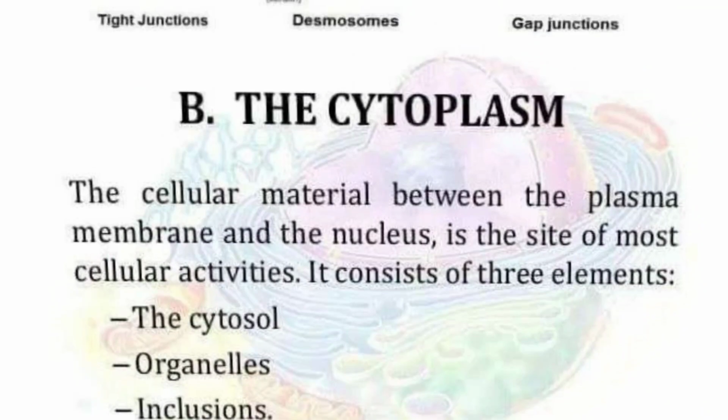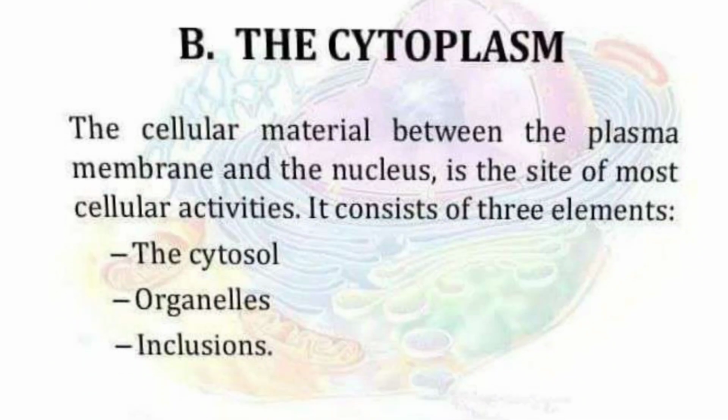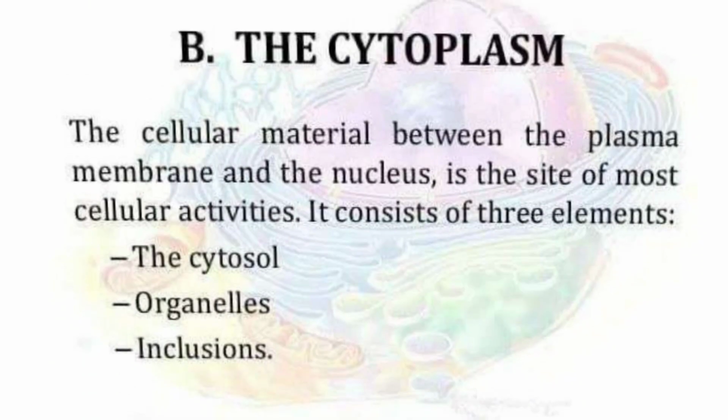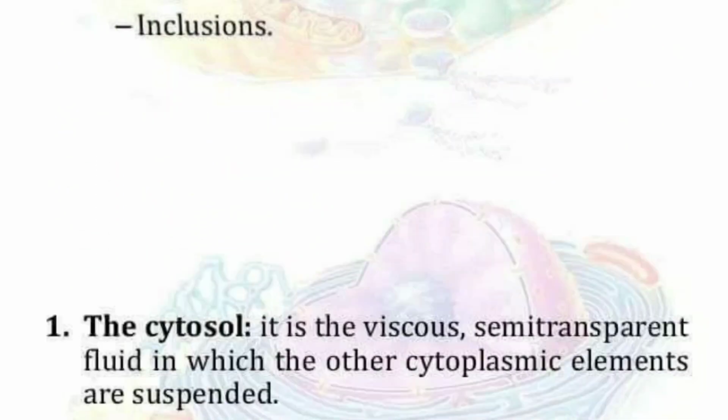The cytoplasm. The cellular material between the plasma membrane and the nucleus is the site of most cellular activity. It consists of three elements. First is the cytosol, second is organelles, and last is inclusions.